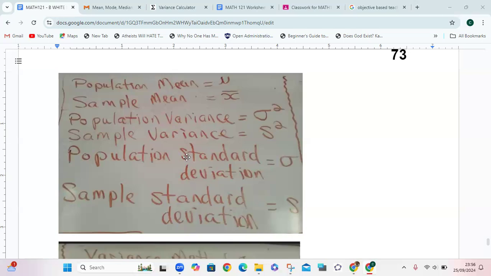Now, population standard deviation is sigma. Bear in mind, the standard deviation is the square root of the variance. That's the squared having been cancelled out. So you are left with sigma, the S sound in Greek, for standard deviation, and sample standard deviation is the English S.